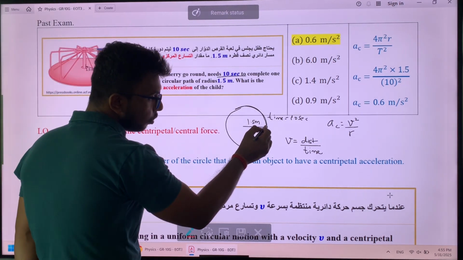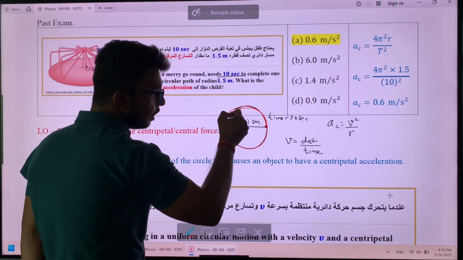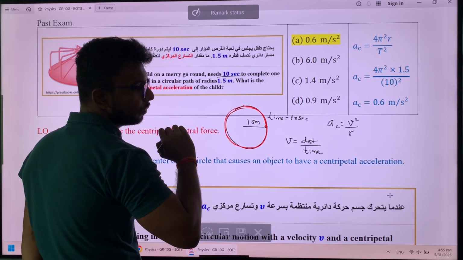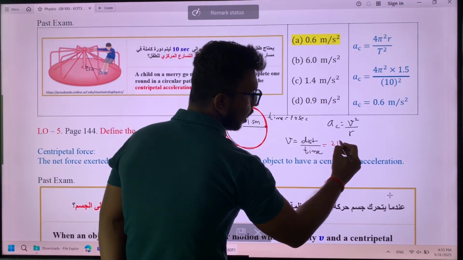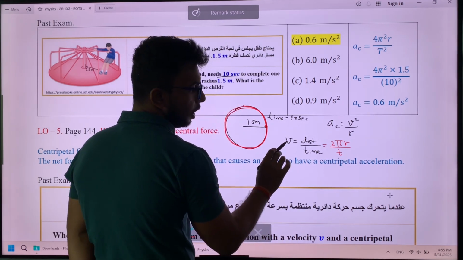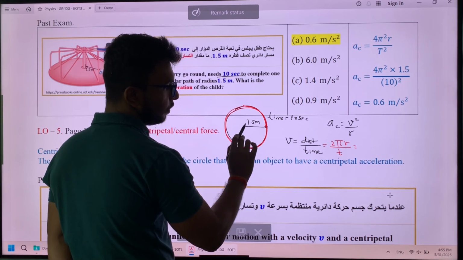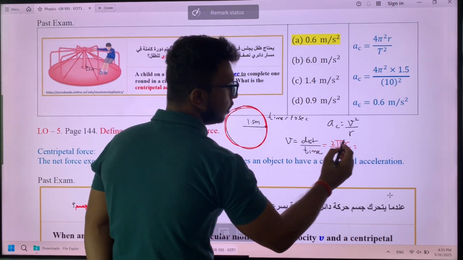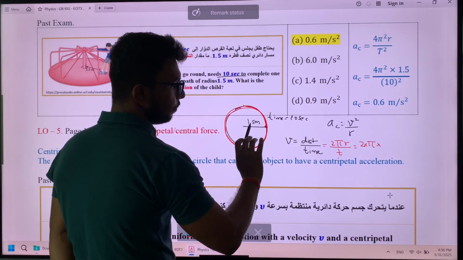The child is going all the way around the circle. Can I find out the length of the circle? That is the circumference, which is 2 pi r, over time. Time is t. Now I have everything, because I have 2, I have pi, I have r, which is 1.5, and time is given. So I can simply put 2 times pi times, when there is no sign, it means times.